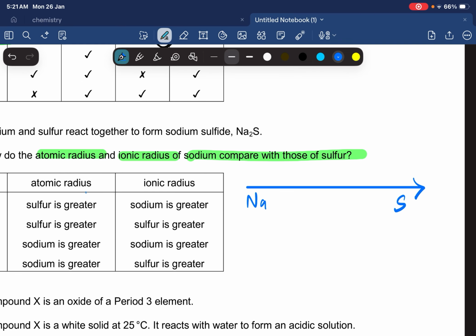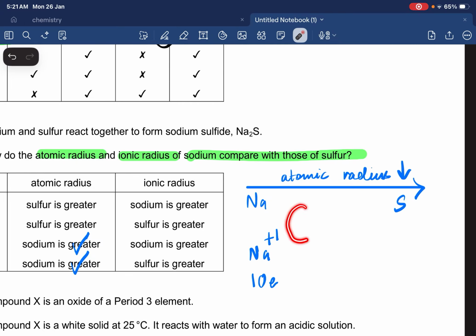So for the atomic radius, sodium is going to have the greater one. Why? Because across the period, you should know that atomic radius decreases. But what happens to the ionic radius? You have to realize that a sodium ion is positive and has 10 electrons. Why? Because initially sodium has 11 electrons, it loses the last electron and now it has 10 electrons.